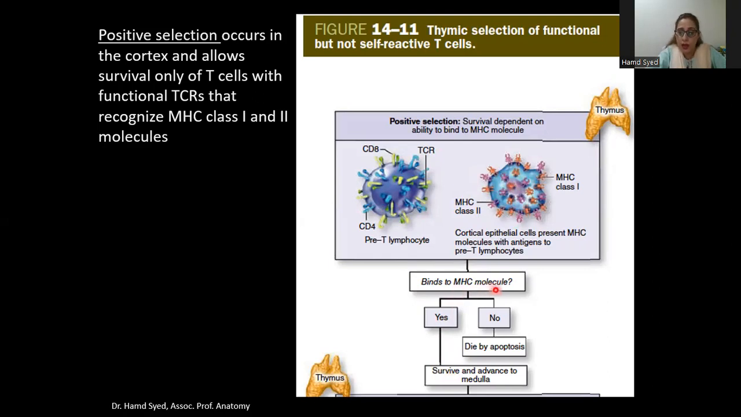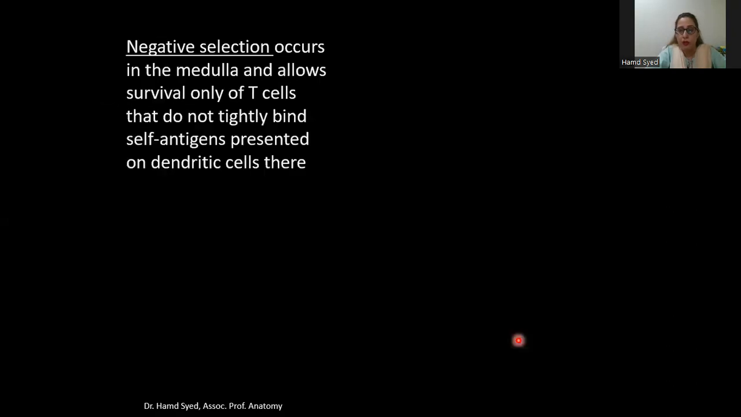If it does not attach to the MHC molecule, then it will be gotten rid of by programmed cell death, that is apoptosis. So this is the positive selection. And those cells which have passed through the process of positive selection and moved into the medulla, then in the medulla, they undergo the next process, which is negative selection. Now, negative selection means that there is going to be survival only of those T cells that do not attach or bind to the self-antigens.